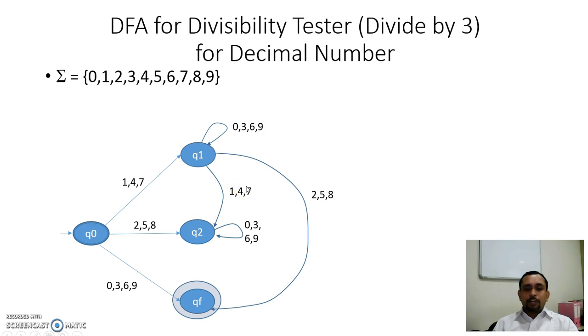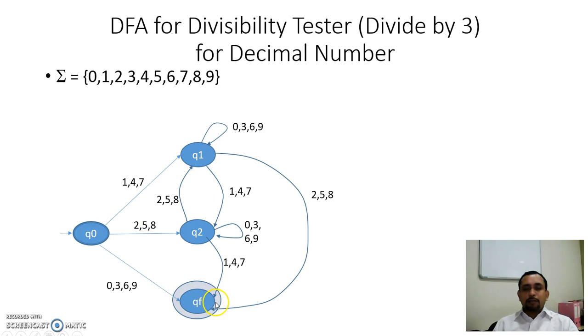A similar construction can be done for Q2 and QF as well. Here 20, 23, 26, 29 stand for remainder 2. Here the remainder is 0. Here the remainder is 1. Similarly for QF, we have constructed for 0, 3, 6, 9 from Q0, 2, 5, 8 and 1, 4, 7. Similarly, we have shown this for all the inputs from Q1 and Q2.